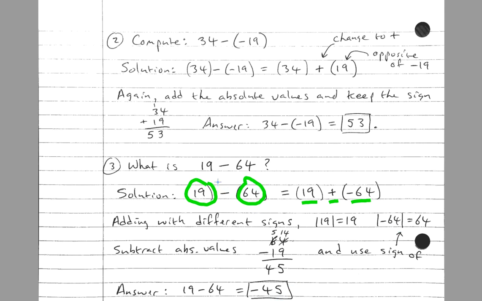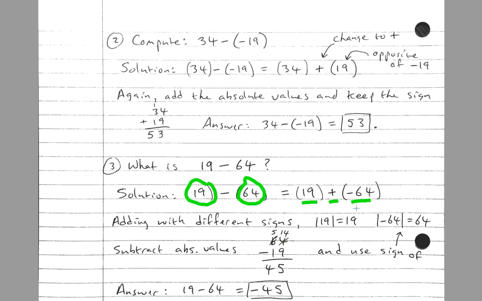Okay, so you could think about this on the number line. If you start at 19, subtract 64, so move 64 units left. Same thing here. If you're adding negative 64, you're still moving left. Where do you end up? Well, you start at 19, you move left, you pass 0, but then you keep going another 45 units. So you get to negative 45.